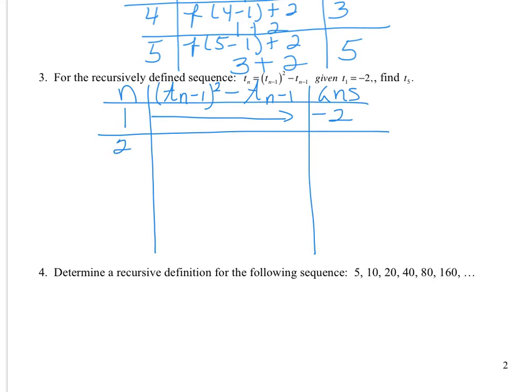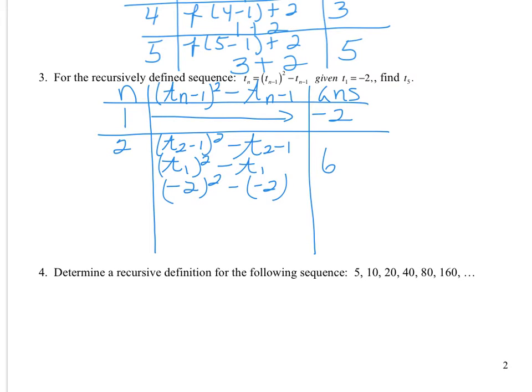So now let's do the next term. The second term is going to be t sub 2 minus 1 squared minus t sub 2 minus 1. Well, 2 minus 1 is 1, so it's t sub 1. So let's write this one out. It's t sub 1, the whole thing squared, minus t sub 1. Well, who's t sub 1? Yes, you're right. So it's negative 2 squared minus a negative 2, which comes out to be, on the calculator, 6. Okay, so let's continue on and hopefully we won't have to write so much math.